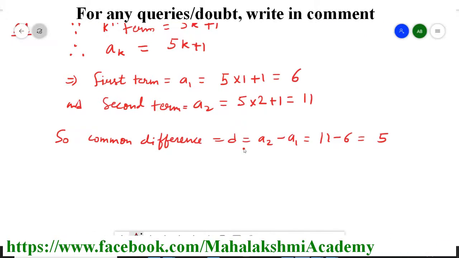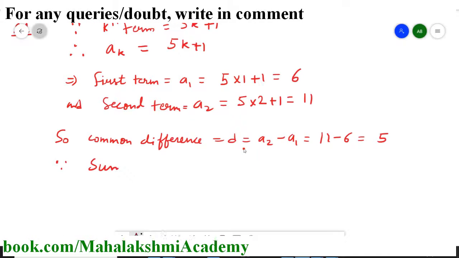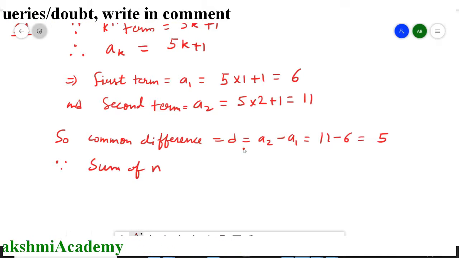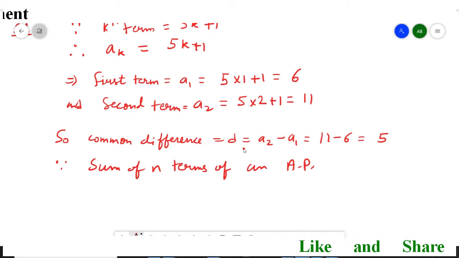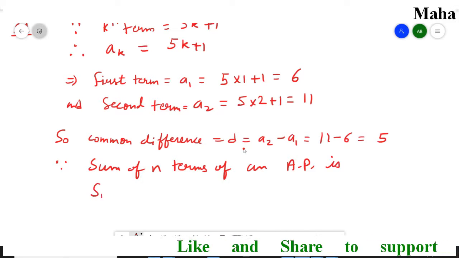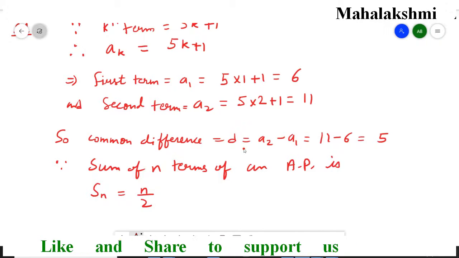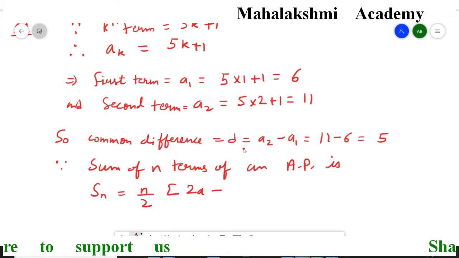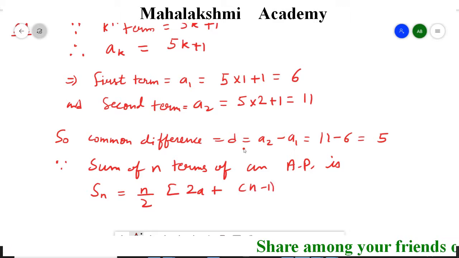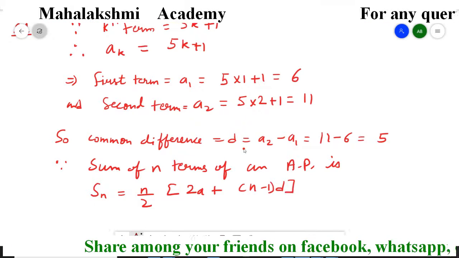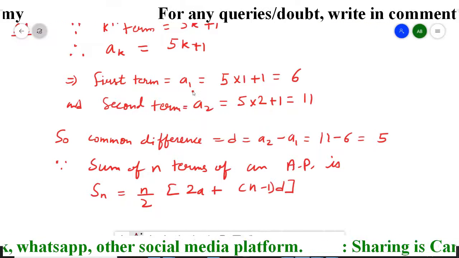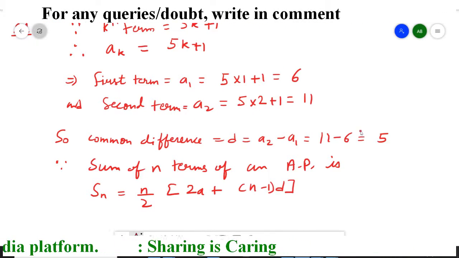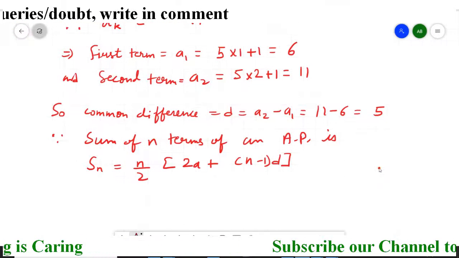So since the sum of n terms of an AP is Sn is equal to n upon 2 bracket 2a plus n minus 1 d. So now instead of a and d, we will replace a by the first term, that is 6, and instead of d we will replace it by 5.